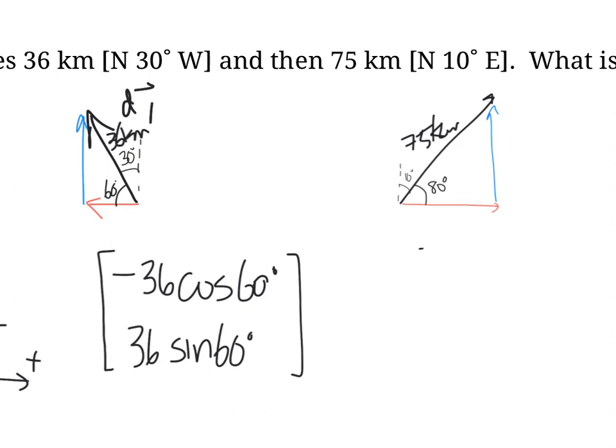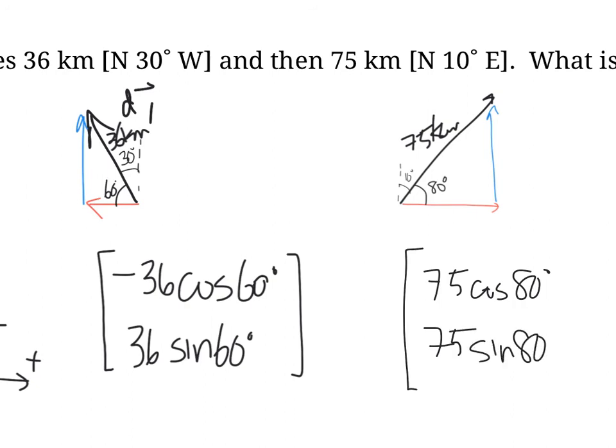So for this vector, the x component is in the positive direction, so it's just going to be 75 cos 80 degrees. And the y component is just going to be 75 sine 80 degrees. Notice how both of those are positive. Up and right are positive. There we go. Those are the only two vectors involved, and we've broken it up into its x components for each and its y components for each.